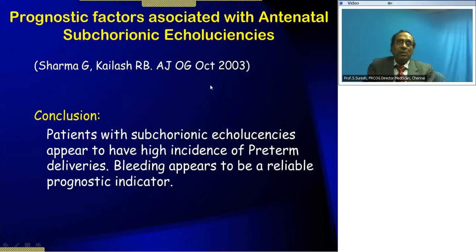Now, there's a paper which came out in 2003 about prognostic factors associated with antenatal subchorionic echolucency, and they concluded that patients with subchorionic echolucencies appear to have a high incidence of preterm deliveries. Bleeding appears to be a reliable prognostic indicator. So if you have a patient with a large subchorionic hemorrhage and the patient is also bleeding, then the adverse outcome is much more significant.